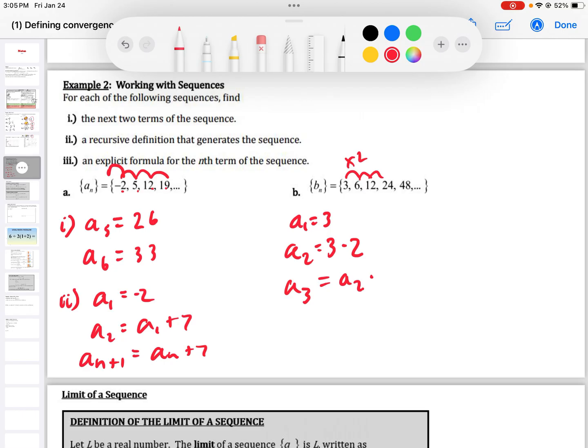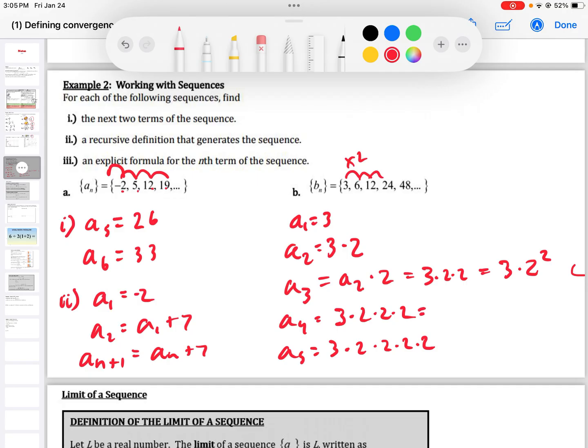A sub 3 is equal to A sub 2 times 2 again, right? Which is equal to 3 times 2 times 2. A sub 4, I'm going to say this is 3 times 2 times 2 times 2. A sub 5 would be equal to 3 times 2 times 2 times 2 times another 2. So this would be equal to 3 times 2 squared. This would be 3 times 2 cubed. This would be equal to 3 times 2 to the 4th, on and on and on.